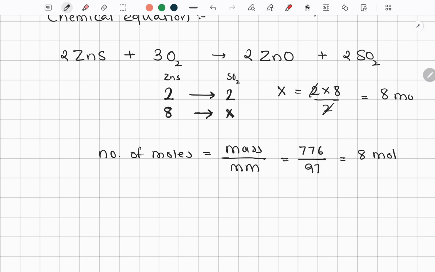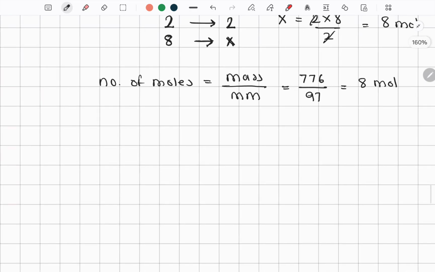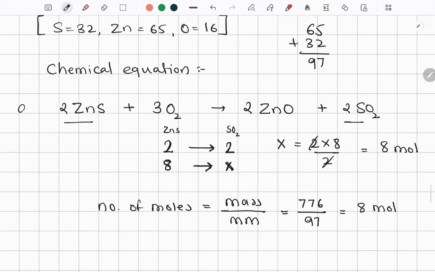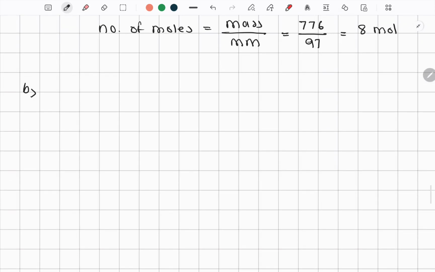Okay, so it's very simple. If 2 moles of zinc sulfide is liberating 2 moles of SO2, then 8 moles of zinc sulfide will liberate 8 moles of SO2. So the first answer is very simple. Hence 776 gram of zinc sulfide would produce 8 moles of SO2. Okay, so this was part A. Now let's go for part B.